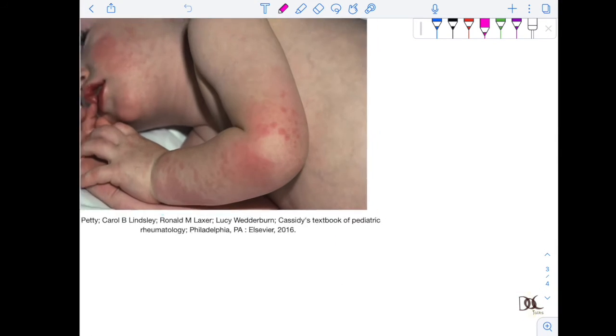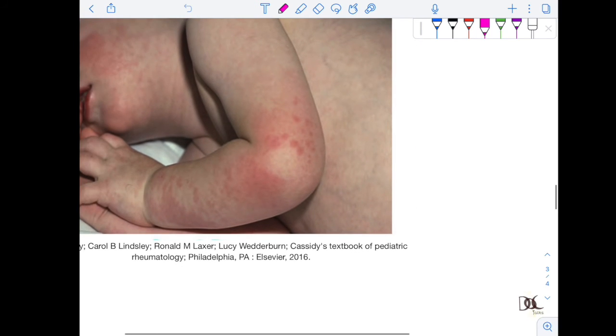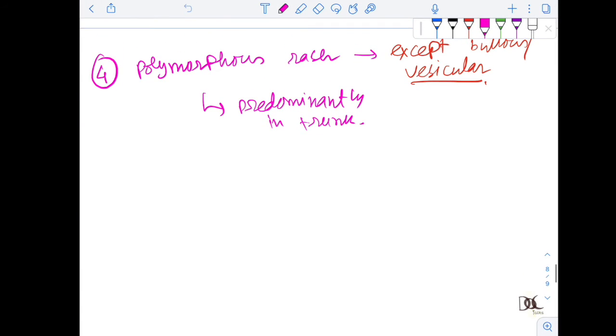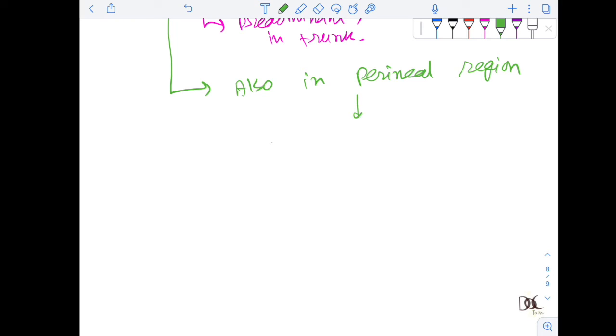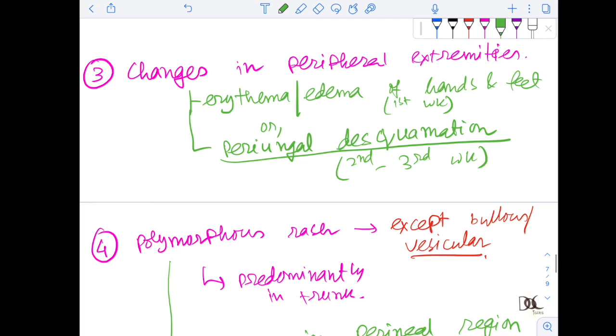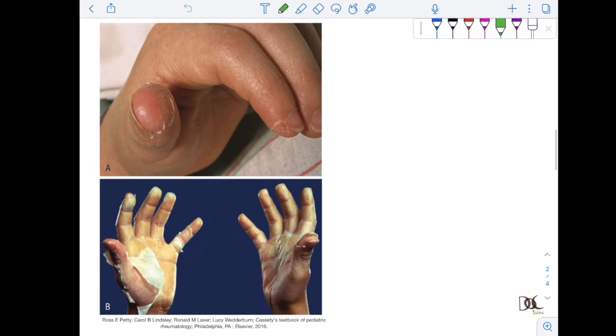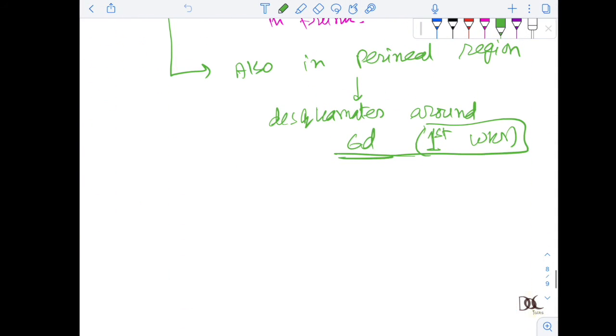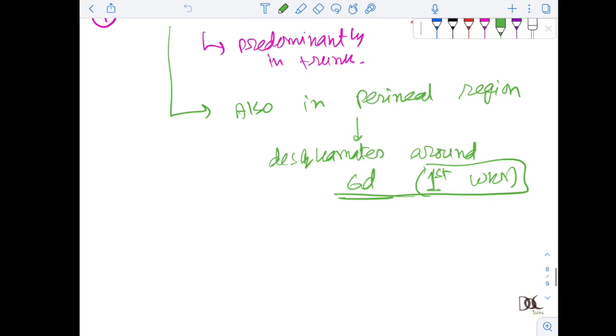Now he has the rash in the limbs, but yes, there is some rash on the trunk. Predominantly it involves the trunk and also the limbs and the perineal region. The perineal region will desquamate, that's a catch here also. Perineal desquamation occurs around 6 days, that means in the first week. What we have said, the periungual desquamation, the nails part, is in the second or third week. But perineal desquamation is in the first week.